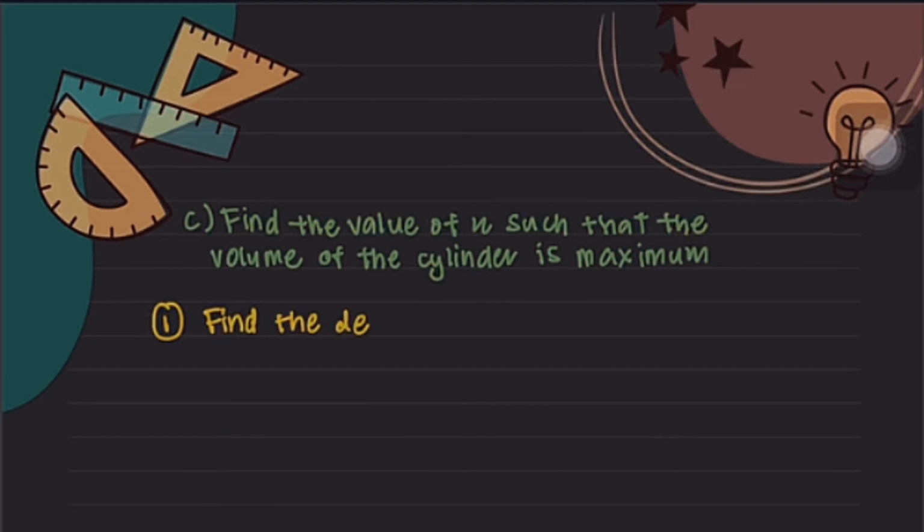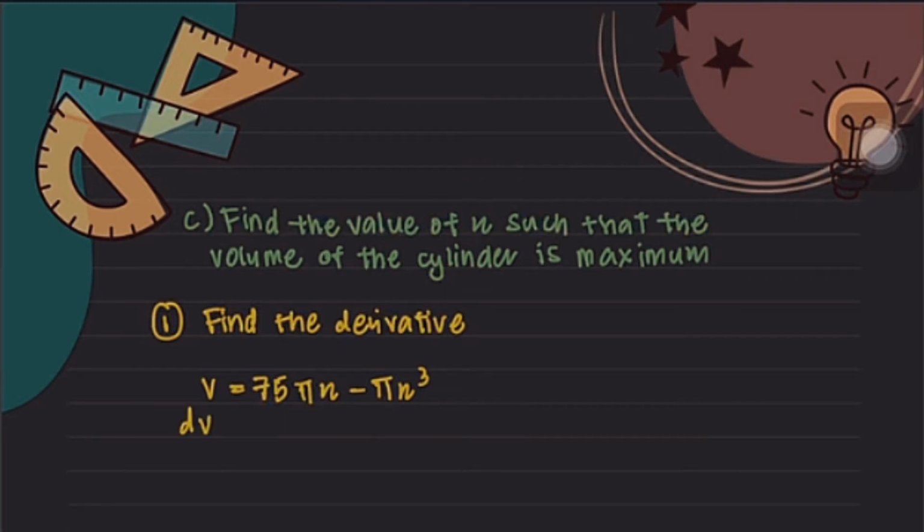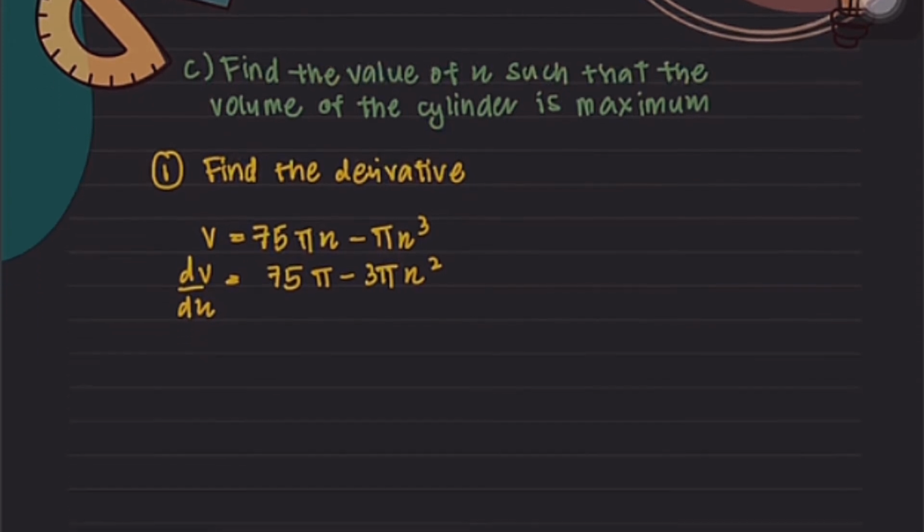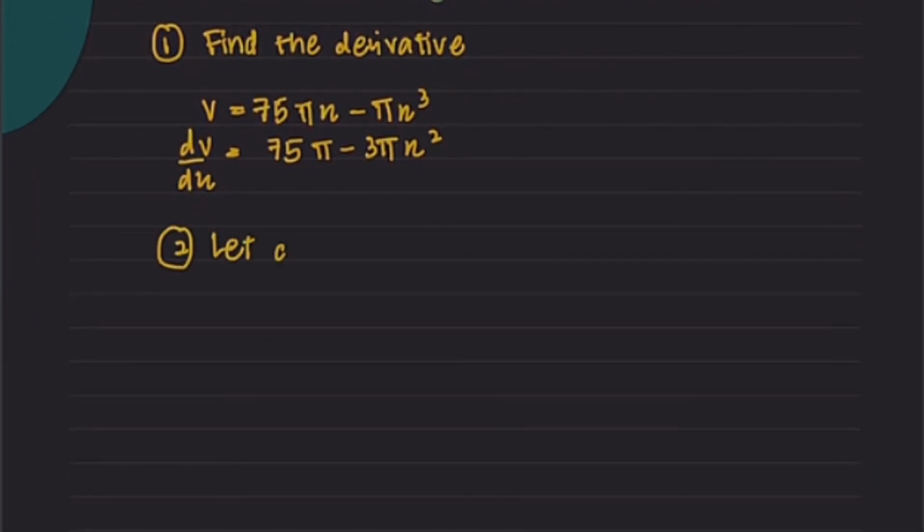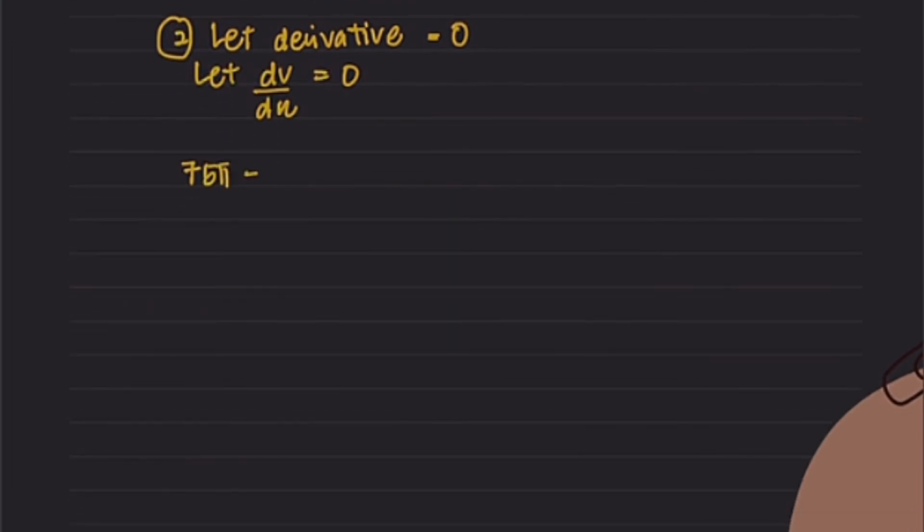So we use from the previous question the equation of v equals 75πx minus πx³. So we need to find the derivative of v. So dv/dx is equal to, so we differentiate the equation, we will get 75π minus 3πx². And then the second step is to let the derivative equal 0. So we will write the equation as 75π minus 3πx² equals 0.